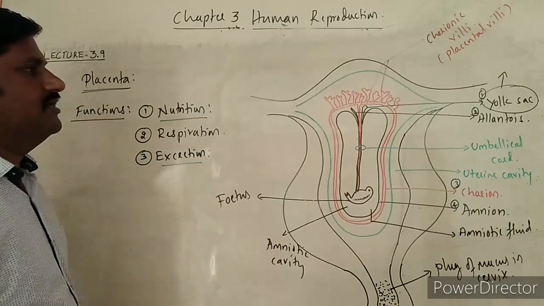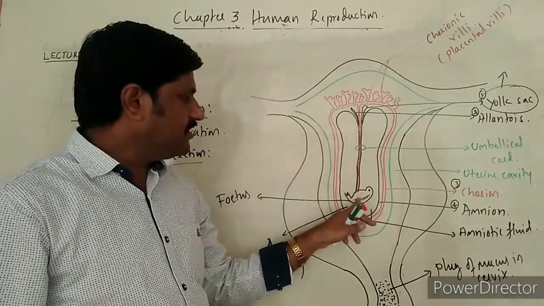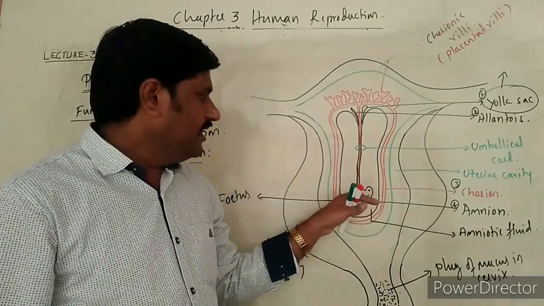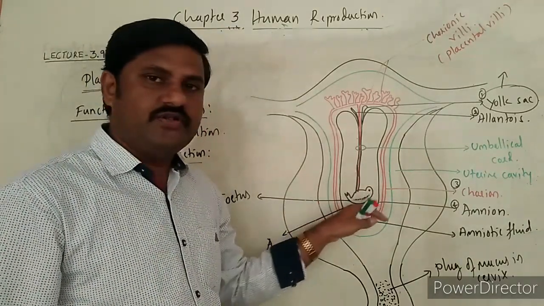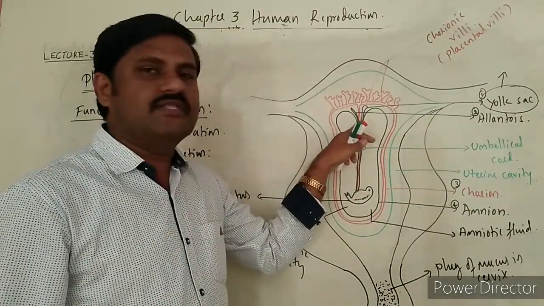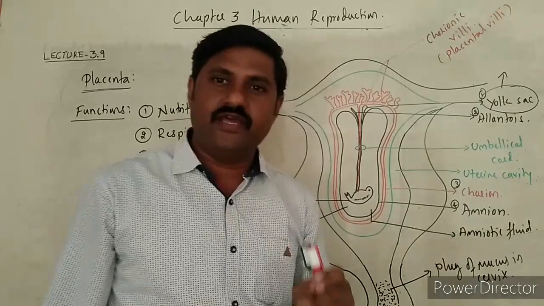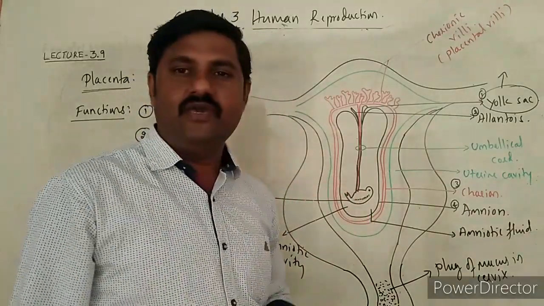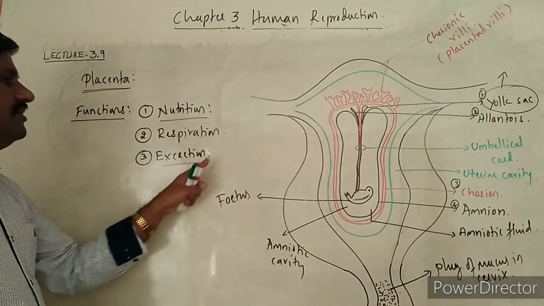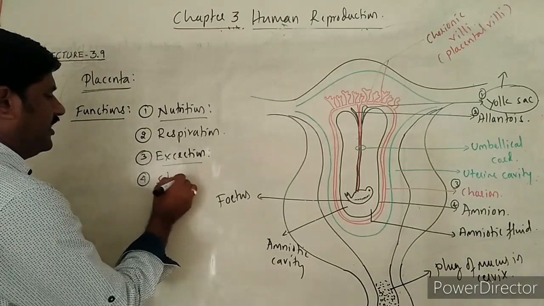See here, the blood that comes from the mother comes in contact with the blood of the fetus, not directly but indirectly, and the waste materials which are produced as a result of metabolic activities in the developing embryo are thrown into the blood of the mother, and the mother's blood itself excretes out the nitrogenous waste of this baby or the developing embryo, right? Hence it is acting as the excretory organ. Excretion it helps for. And fourth one is storage.